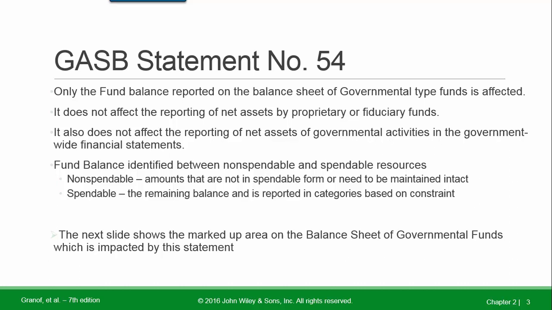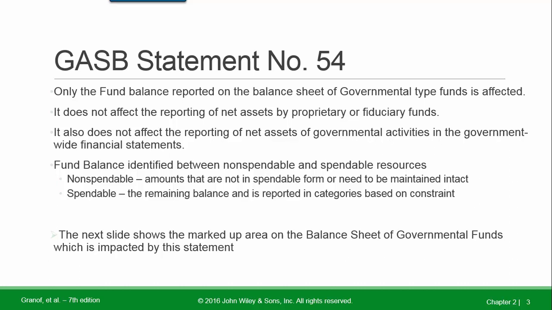Only the fund balance reported on the balance sheet of governmental type funds is affected. It does not affect the reporting of net assets by proprietary or fiduciary funds. It also does not affect the reporting of net assets of governmental activities in the government-wide financial statements. Fund balance is identified between non-spendable and spendable resources. Non-spendable: amounts that are not in a spendable form or need to be maintained intact. Spendable: the remaining balance, which is reported in the categories based on constraint.